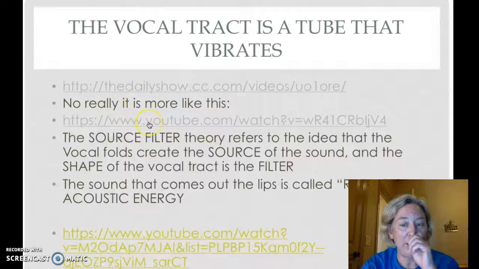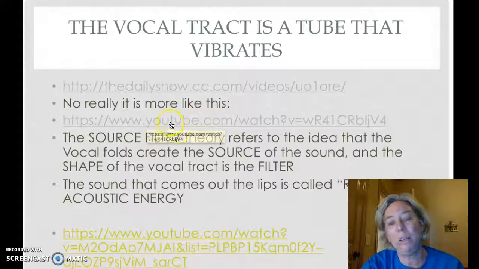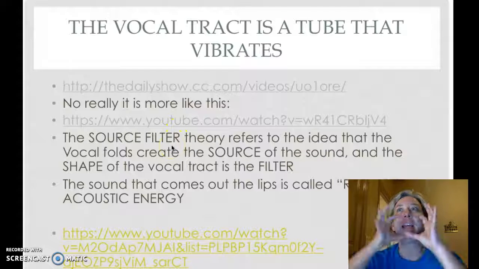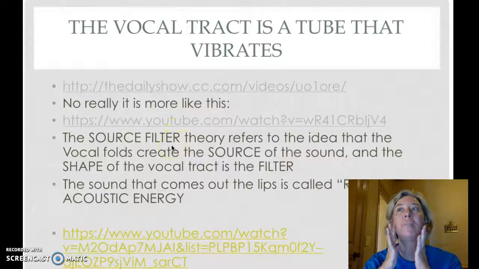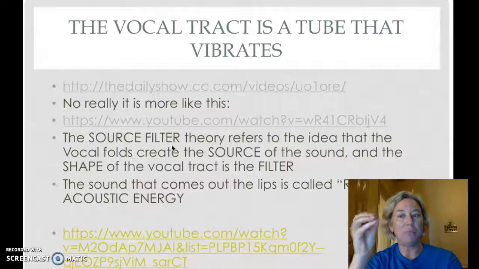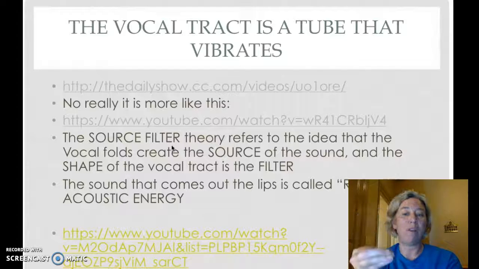And that's exactly what this video shows you. It's really cool because what they've done is they've taken a silicone mold of the throat that sits right above the vocal folds, and the shape of the mouth and even the lips in some cases. They put that silicone mold over a vibrating source.